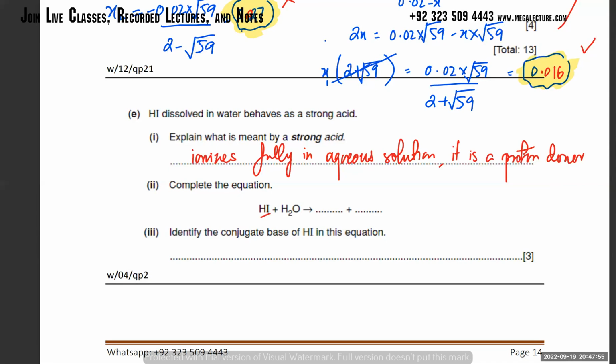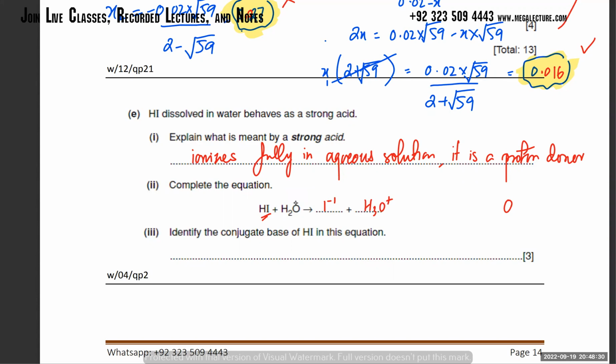Complete the equation. HI is ionizing, so it's going to produce H plus 1. Or second, it behaves as a strong acid. So what will it do? It's going to release an H plus 1. So what will happen is that from the HI only I minus 1 will be left, because it's behaving as a strong acid. So who's going to accept that H plus 1? Water is going to accept that H plus 1, and it will become H3O plus 1.